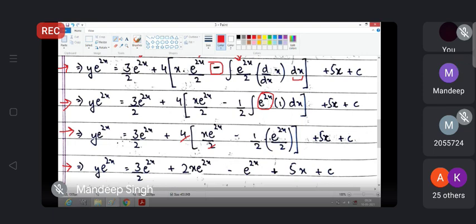We get 2 into x into e raised to the power 2x. Then 2 into 2 is 4. 4 and 4 get cancelled out. We have only minus e raised to the power 2x plus 5x plus c.